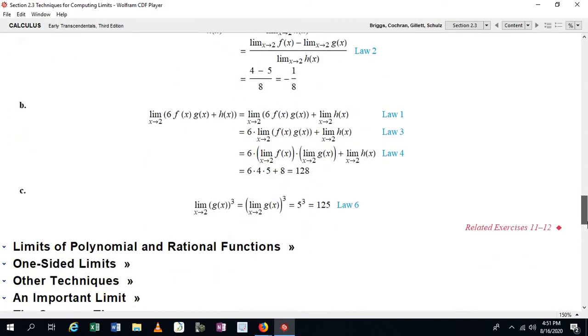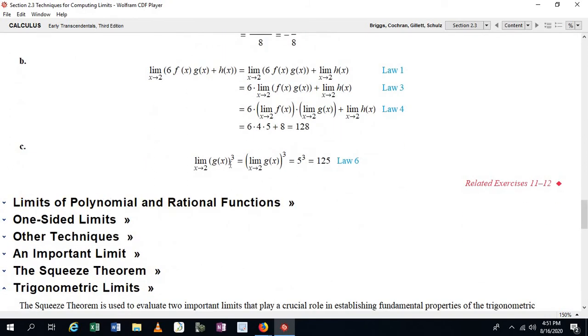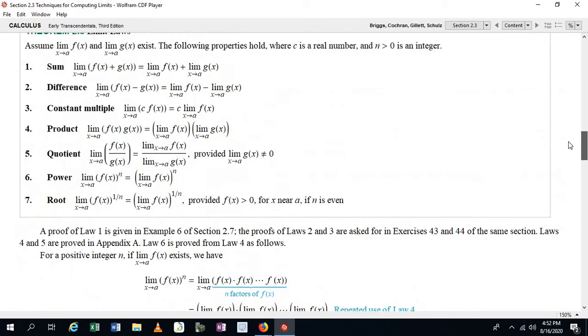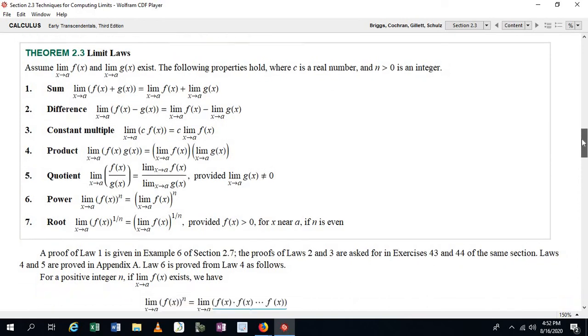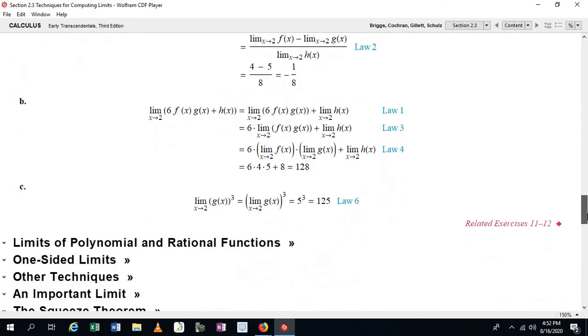Now part C, we want the limit of g of x raised to the third power. We know the limit of g of x raised to the third power is the same as the limit of g of x, raised to the third power. And we know the limit of g of x is 5 because they told us that, so it's 5 cubed, which happens to be 125. So those limit rules are very useful. You need to get familiar with these seven limit laws.